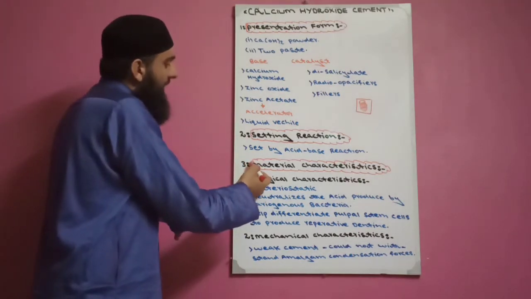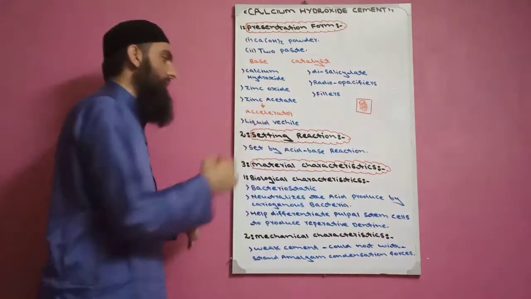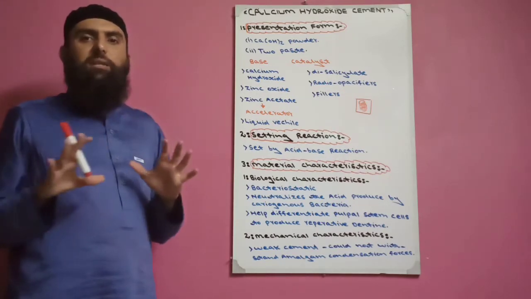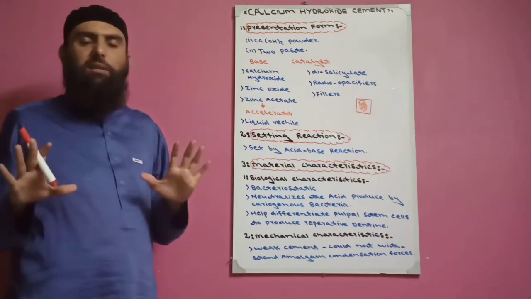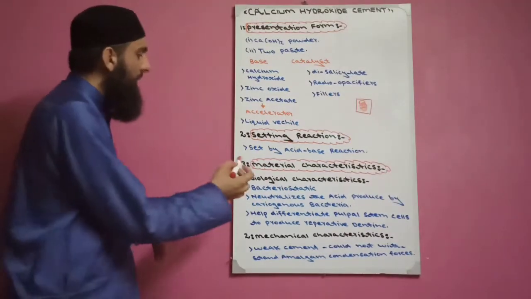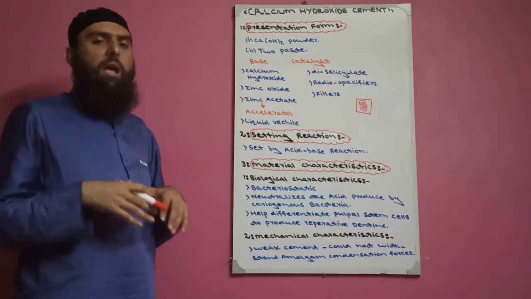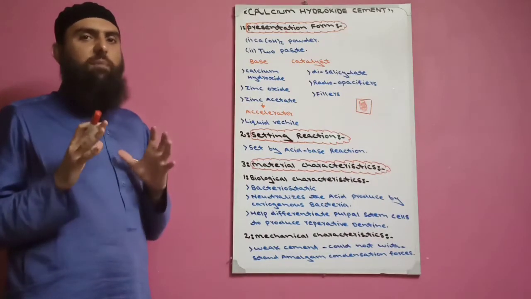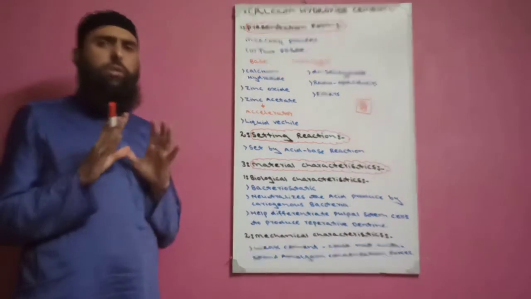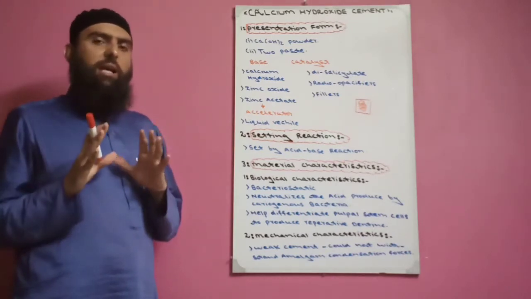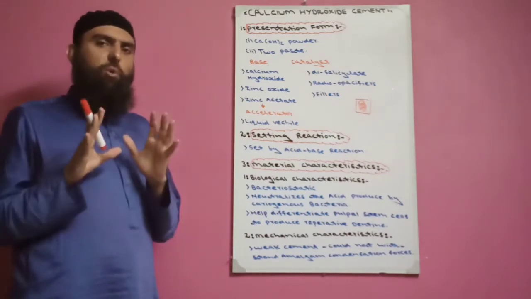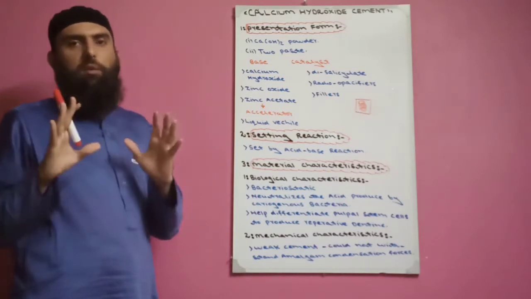Now, the third heading is material characteristics. Now, we will study the material characteristics like biological characteristics of calcium hydroxide, mechanical characteristics, interfacial characteristics, and chemical characteristics. First we start from biological characteristics. In biological characteristics, calcium hydroxide acts as a bacteriostatic. Now there are two words. One is bacteriostatic and the other is bactericidal. Bactericidal means to kill the bacteria and bacteriostatic means to stop the growth of bacteria.